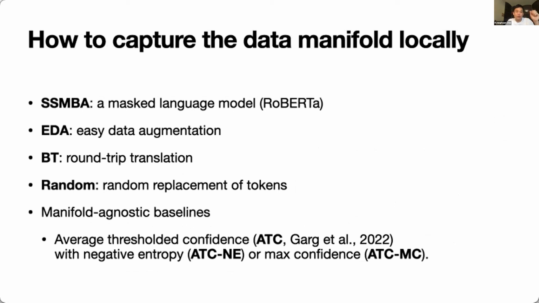And we tested various ways to capture the data manifold. Of course, Simba is the one that we talked about at the very beginning. EDA is another one that is a very domain-specific method. And back translation, BT, is the round trip translation. We also tried just random replacement of some of the tokens.